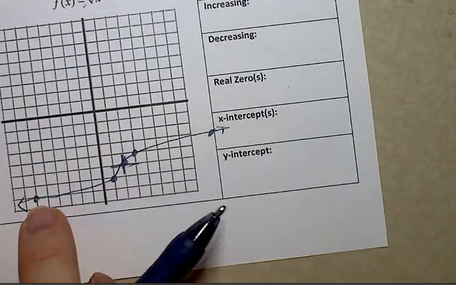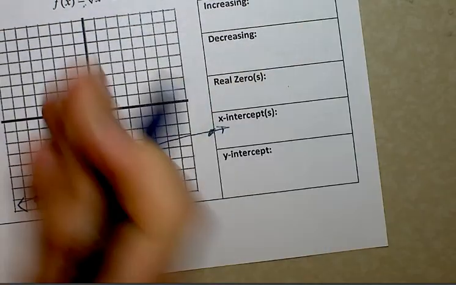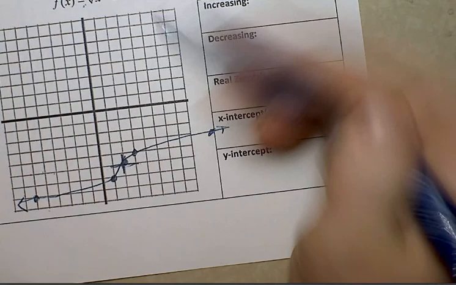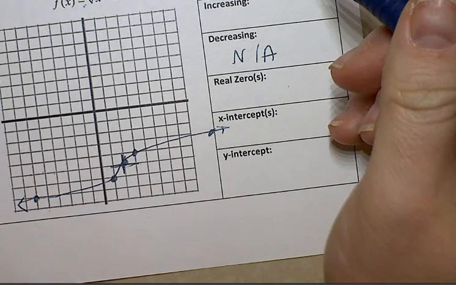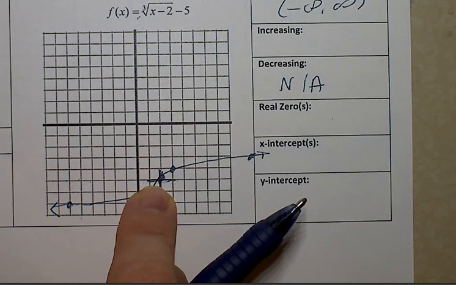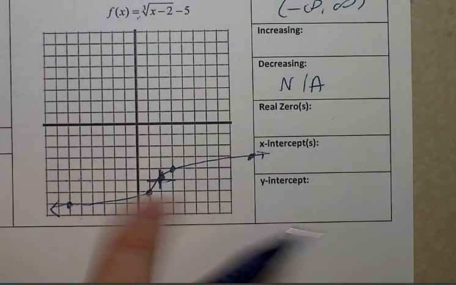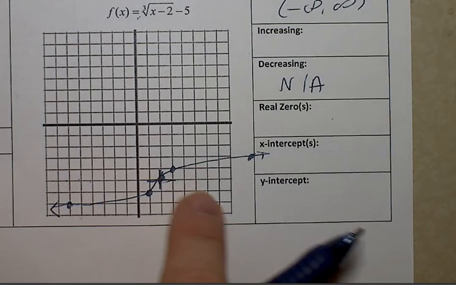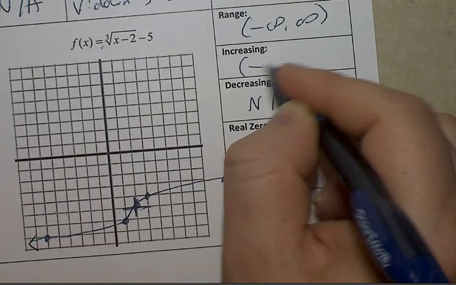From left to right, is this increasing or decreasing? From left to right, so an NA for decrease. When is the only time that we're going to change this into decreasing? Anybody have an idea? Nice job, Hector. When it reflects, this will go down and this will go up, and then it will be decreasing. Okay, so it increases from negative infinity to positive infinity.